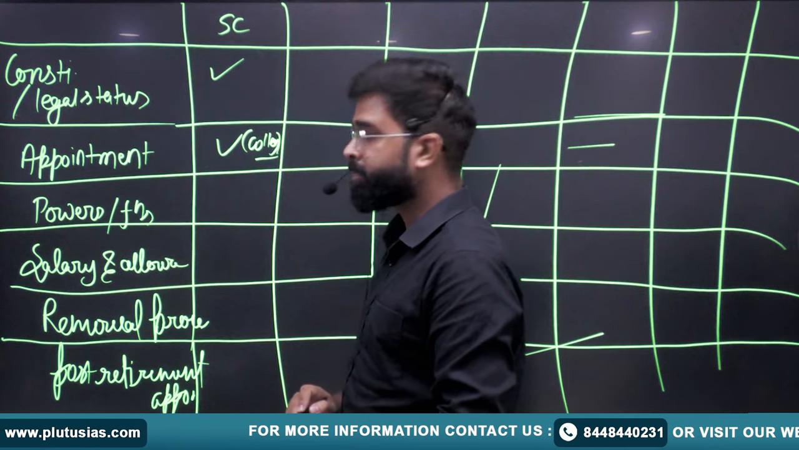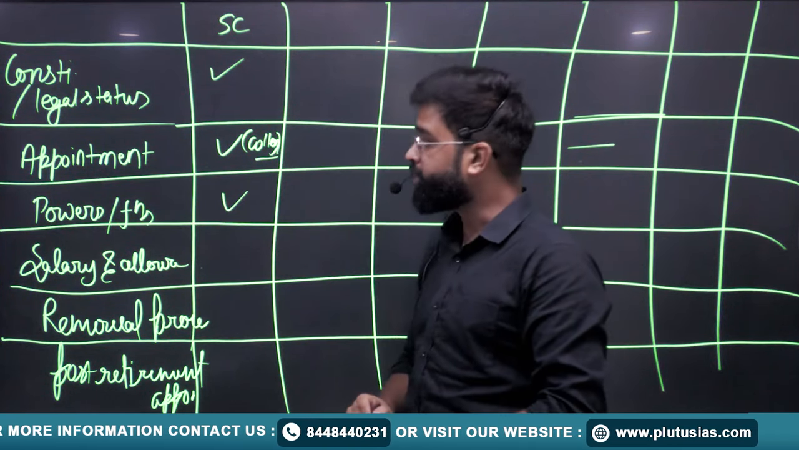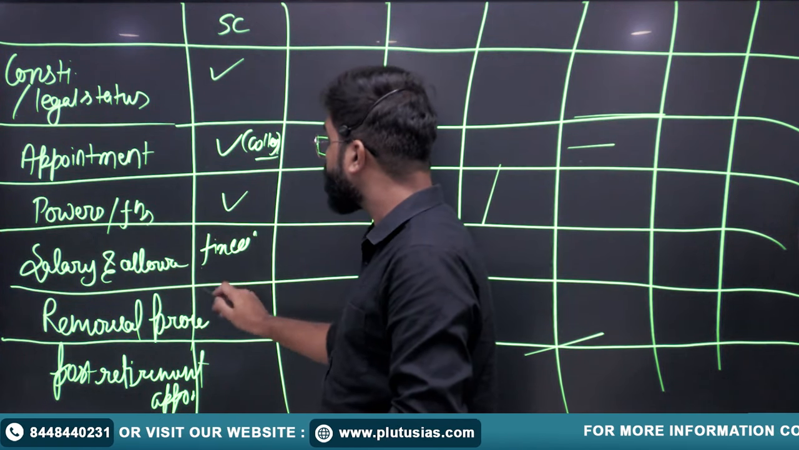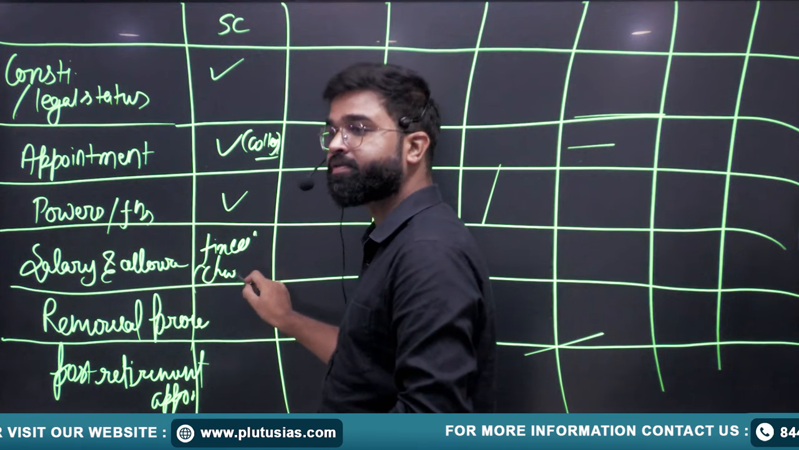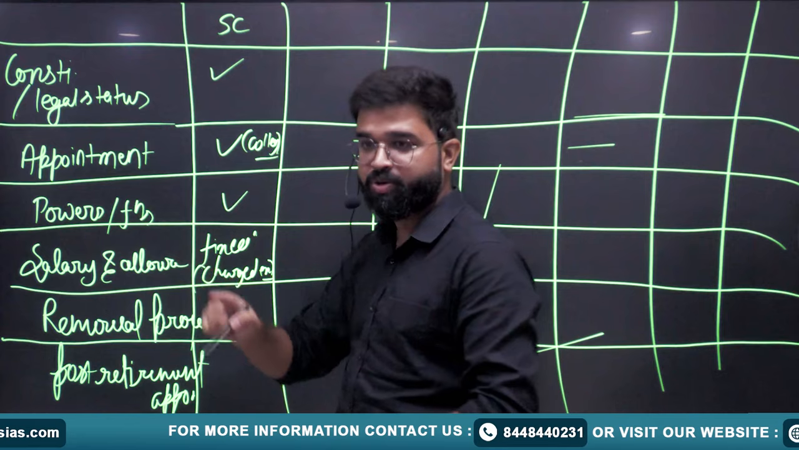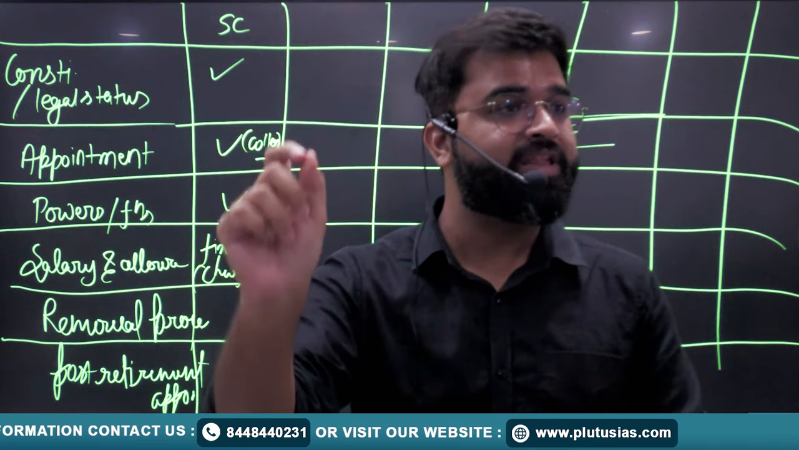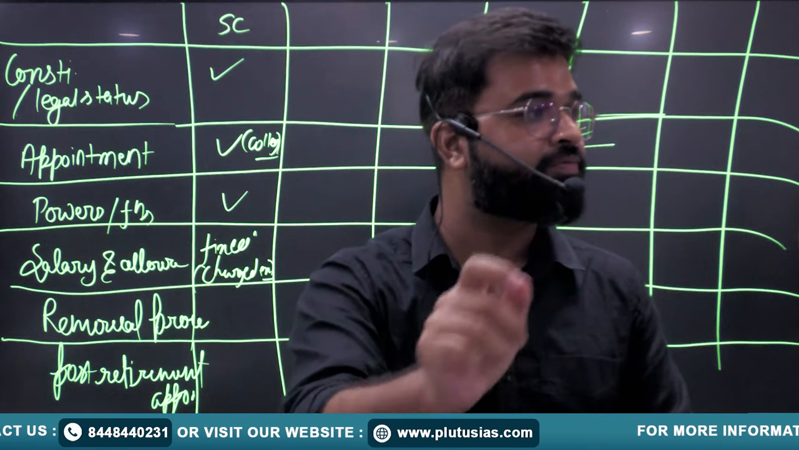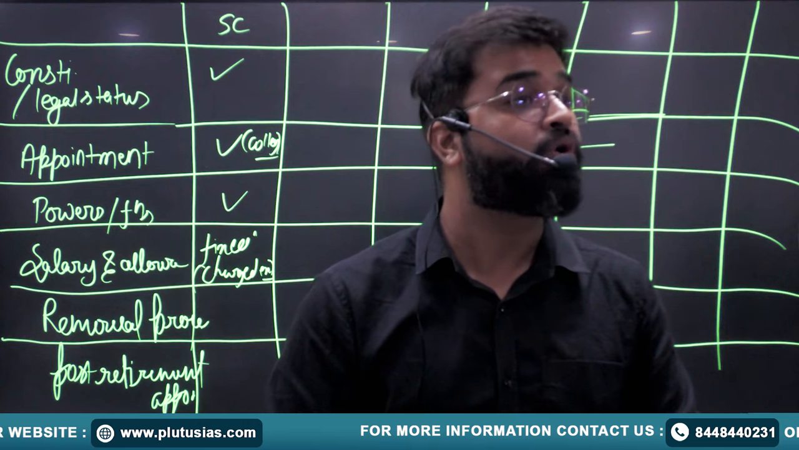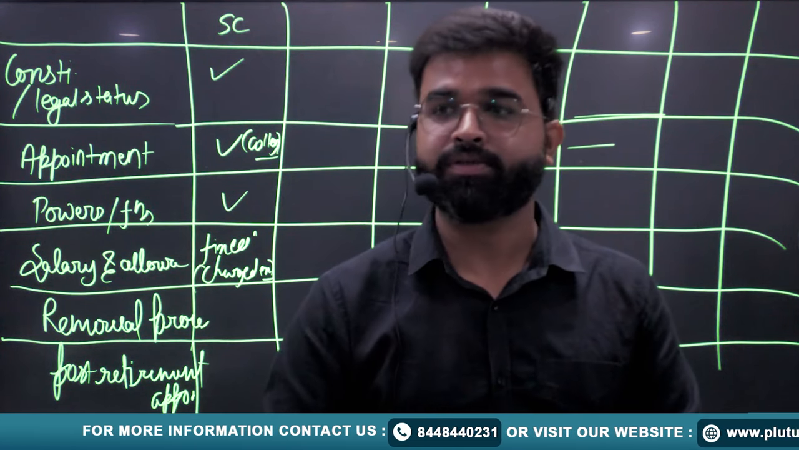Secured or not? Powers. Yes, they derive their powers from the constitution. Salary and allowances. Fixed. Why? Because usko bolte hain charged expenditure. What is charged expenditure? In Parliament, the salary of the judges of Supreme Court and High Court is not voted upon. Voting is not done, it is fixed.